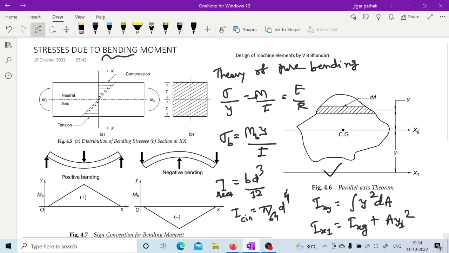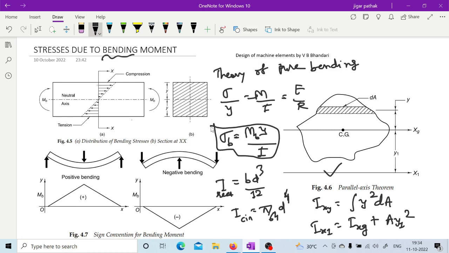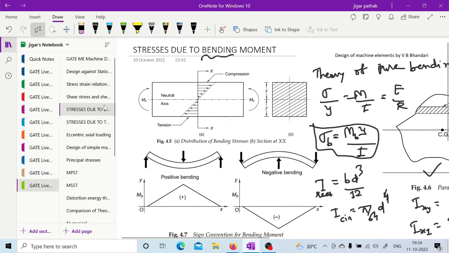So this is how stress is generated because of bending of the component. This is how you have these kinds of stresses acting or present in your machine element.